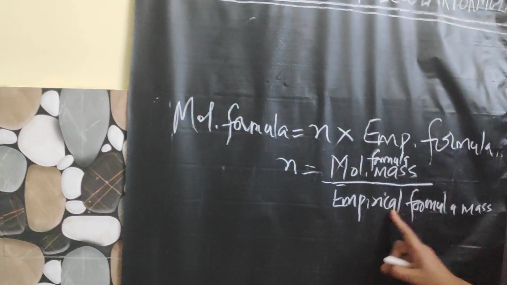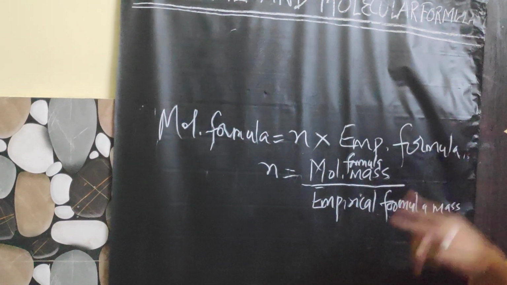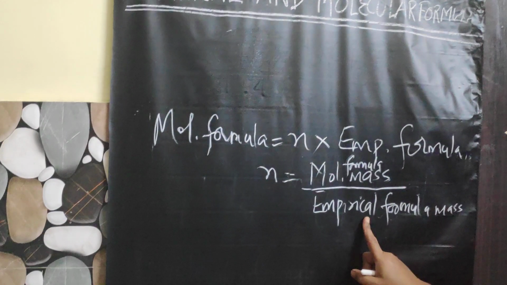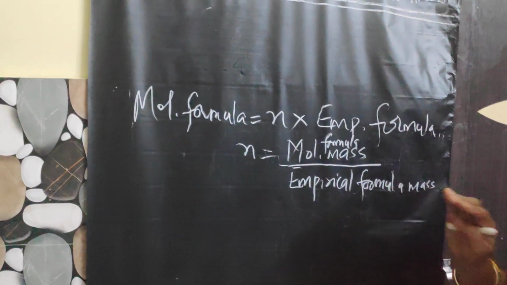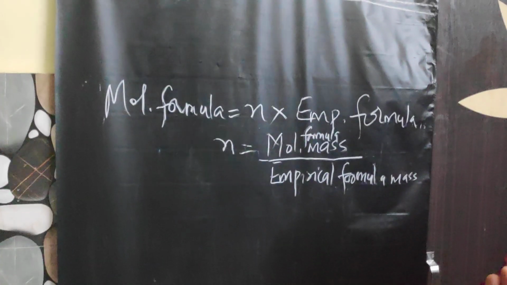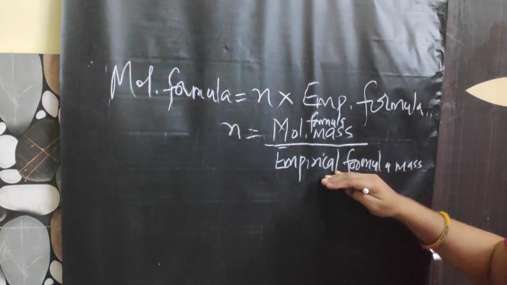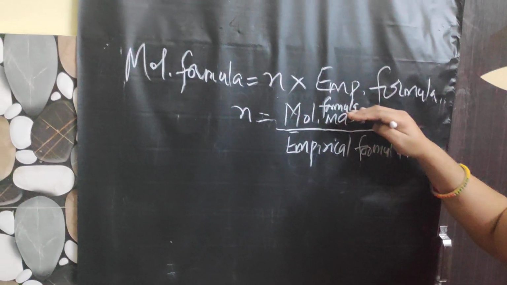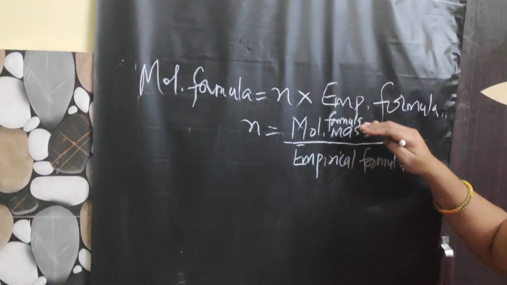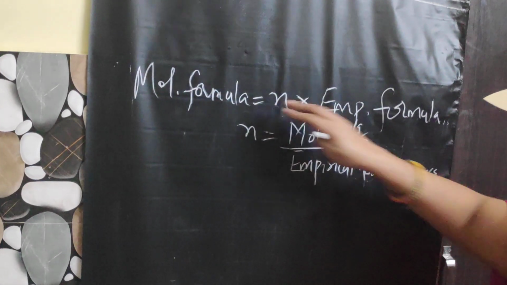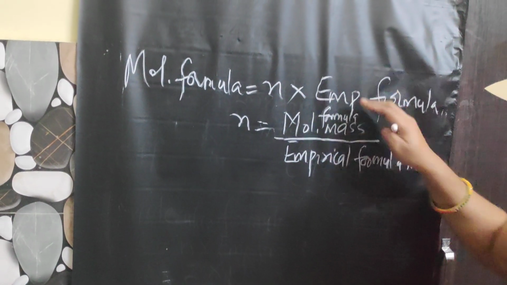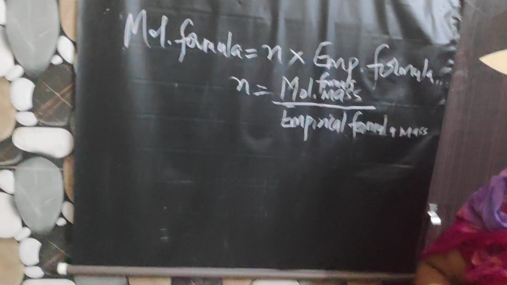And for this empirical formula mass, you need to have the empirical formula with you. So first, for the given steps, we'll calculate out the empirical formula. From the empirical formula, you will get the empirical formula mass. Then you're going to divide. Now this is generally given in the numerical. So you'll divide it by this and you'll get the n. You'll put the n over here and your empirical formula over here. So you'll be able to calculate out the molecular formula.